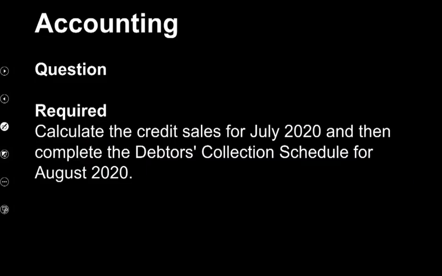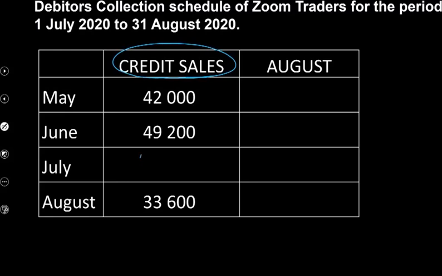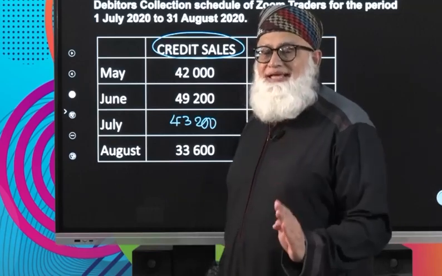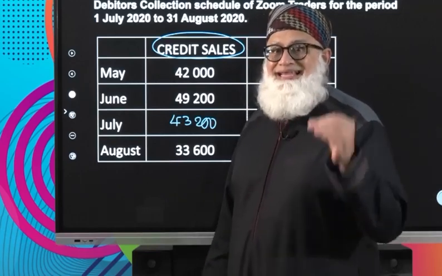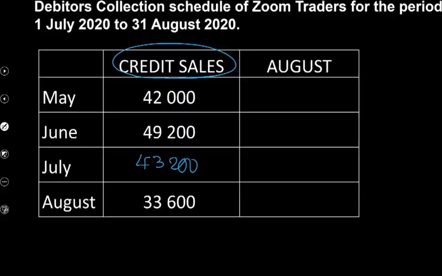I can now go in here and slot in my 43,200. Okay, got it. So there we go. I have now completed the credit sales component for July. Now what do I require? Now I'm told that I must complete the debtors collection schedule in terms of the arrangement with our debtors. What arrangement do we have with our debtors? Let's see what arrangement we have with our debtors. There we go. As you can see in this slide here, we now have slotted in our credit sale of 43,200.